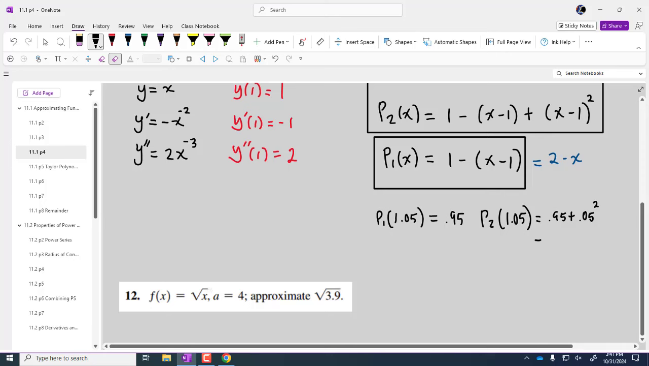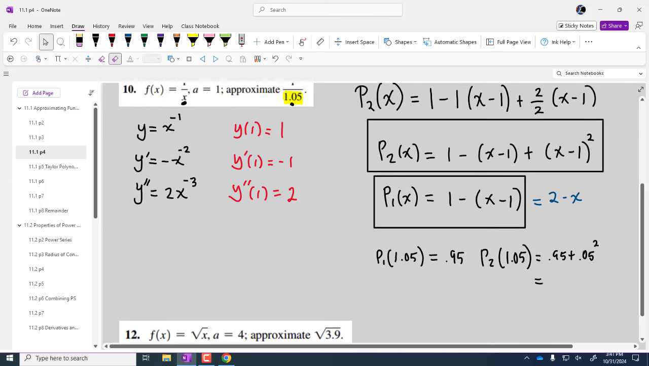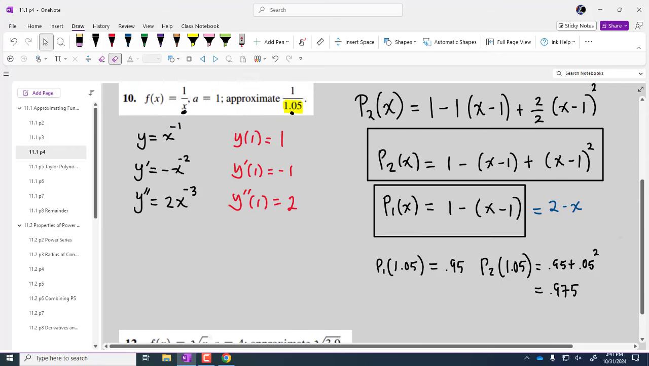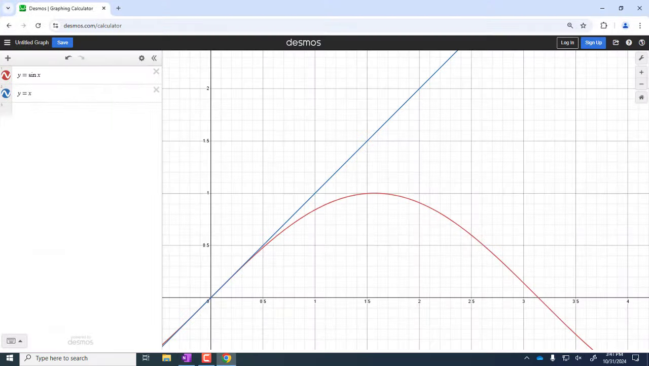And so if somebody could type that into your calculator. Negative 0.95 for the first one. 0.05 squared is 0.0025, so 0.9525. So let me also type in here 1 divided by 1.05.